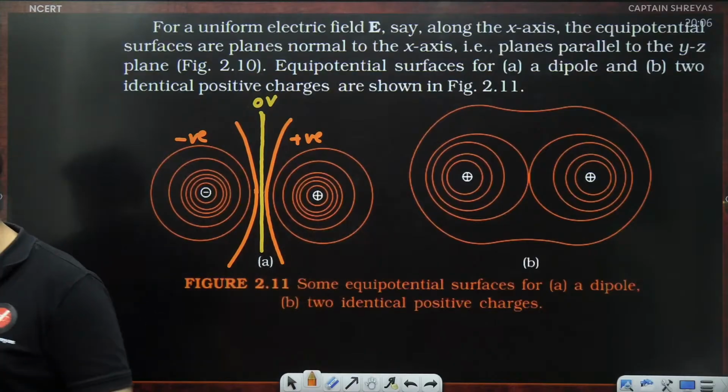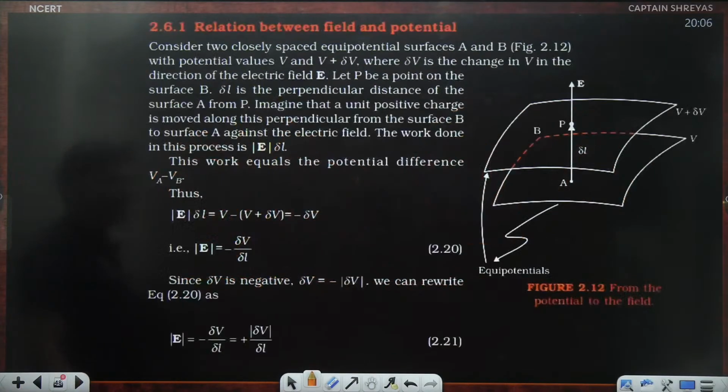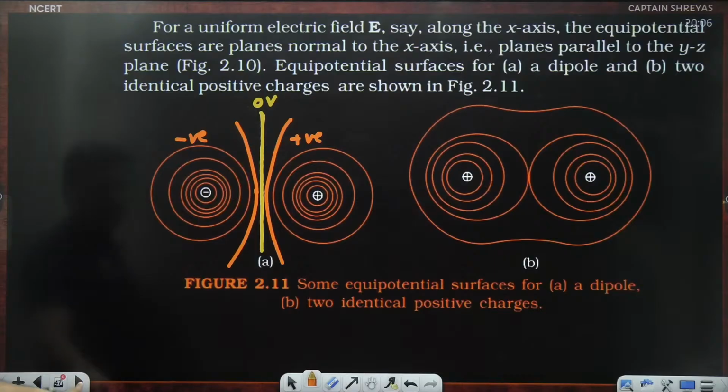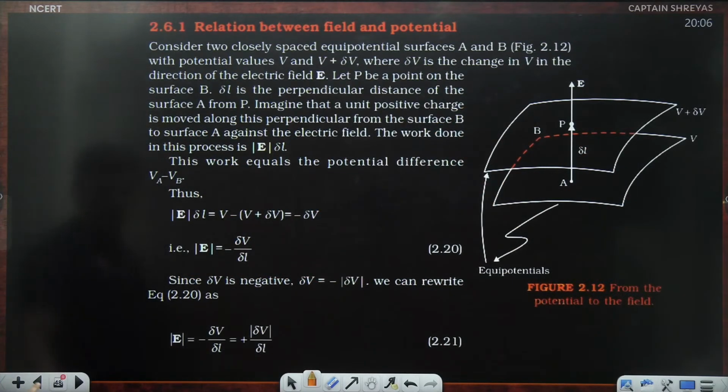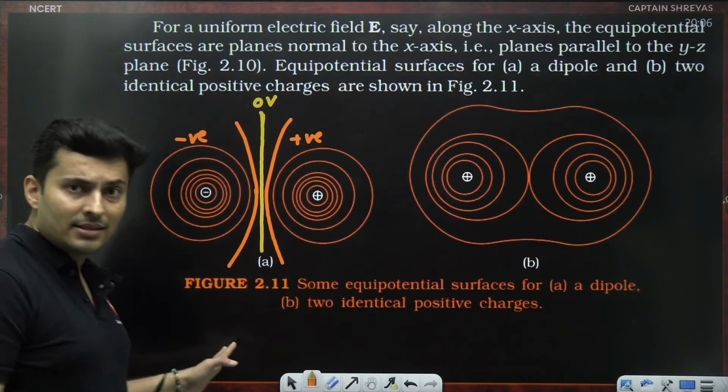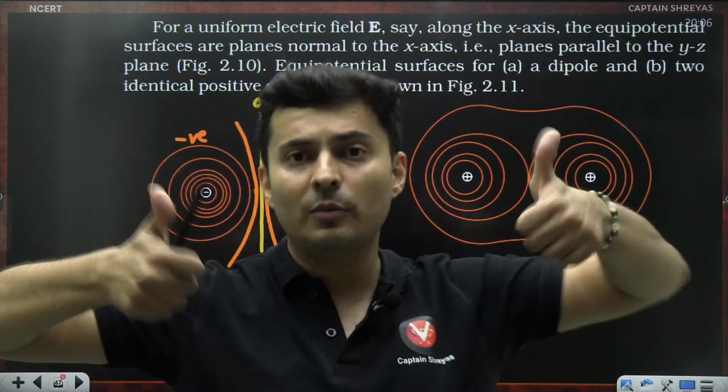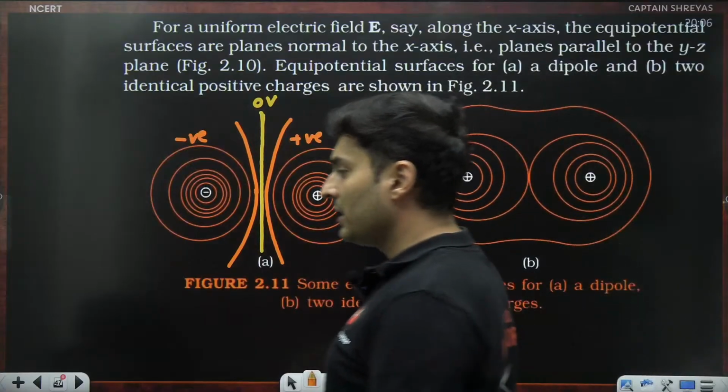Is that understood? That's what happens for positive charges. The same thing will also be true for negative charges as well. Okay, that's what they have mentioned. So now that this is done, equipotential surfaces is understood, give me a thumbs up. Let's go ahead then.